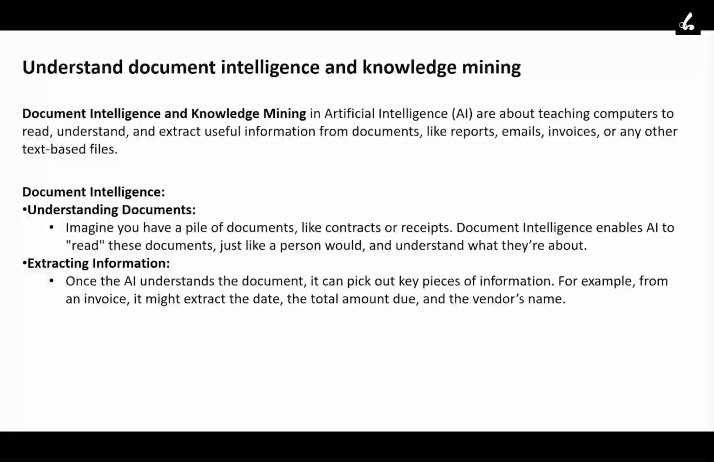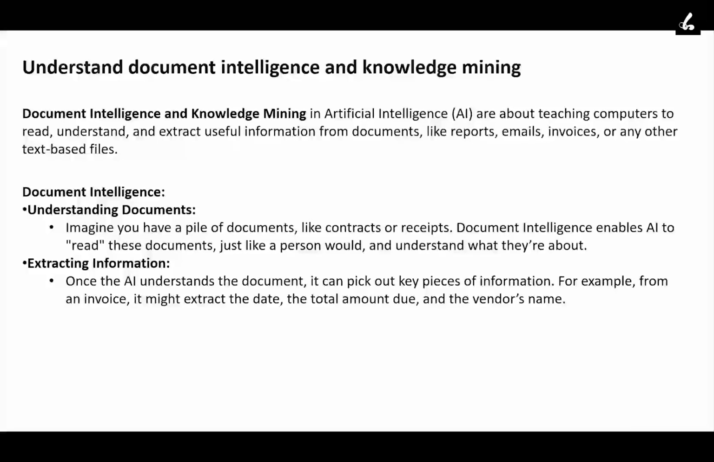Like we are developing computers so that they can read documents. For example, the document of an email, of an invoice, or of some reports, and they can understand that document. And by understanding that document, if we have something related to it, they can simply share the information of their understanding regarding that particular document.